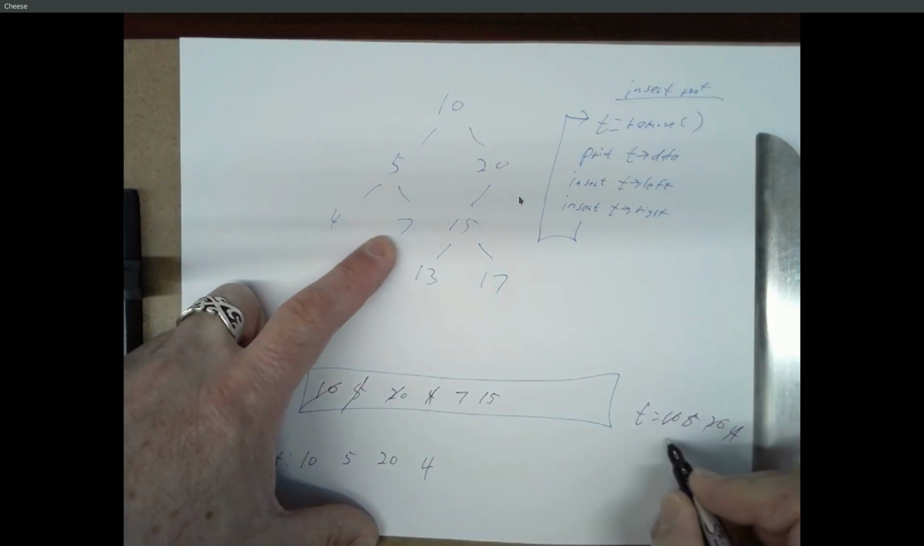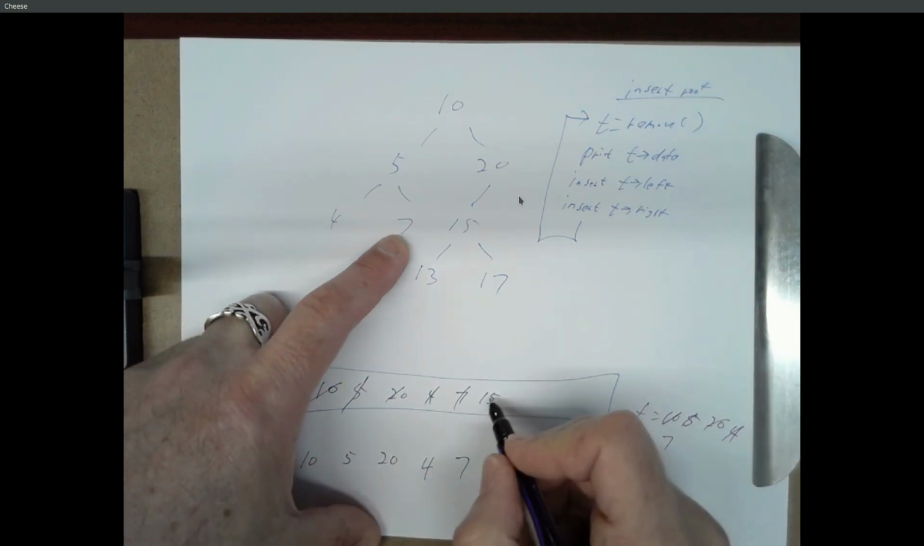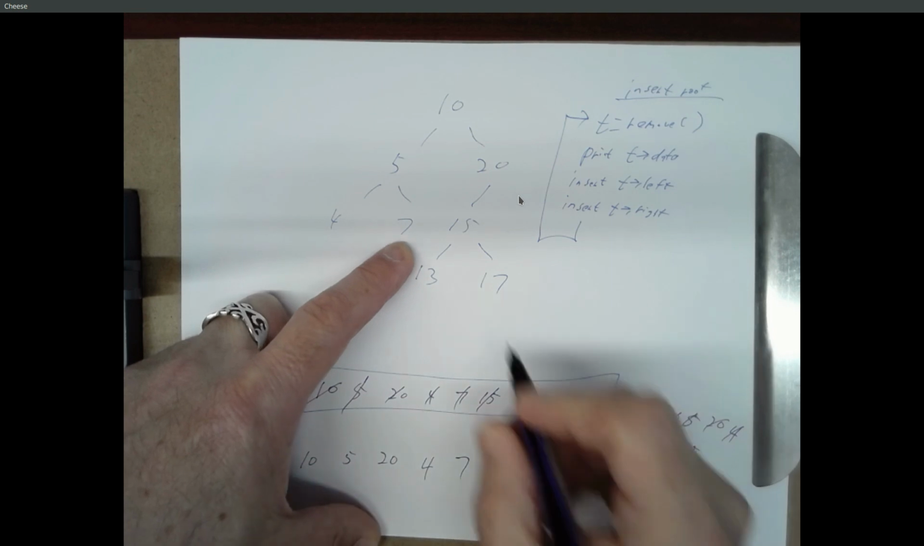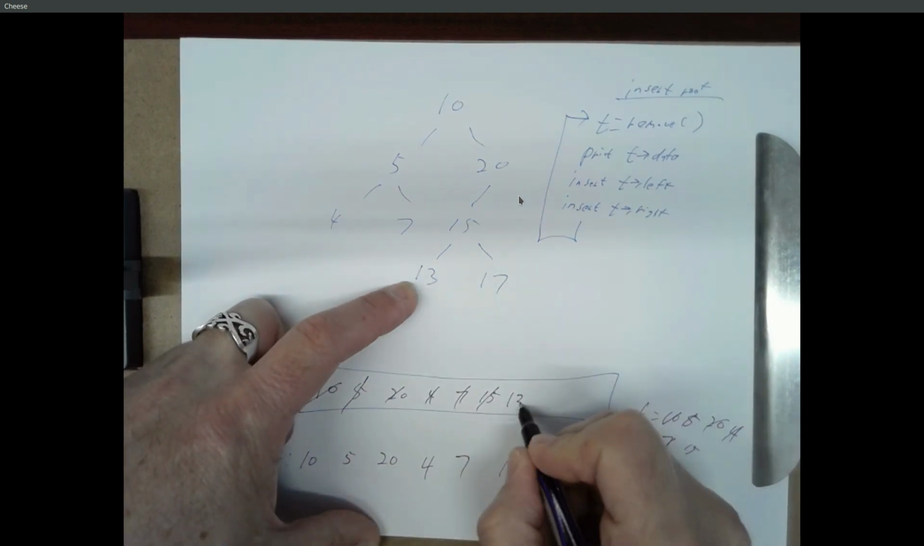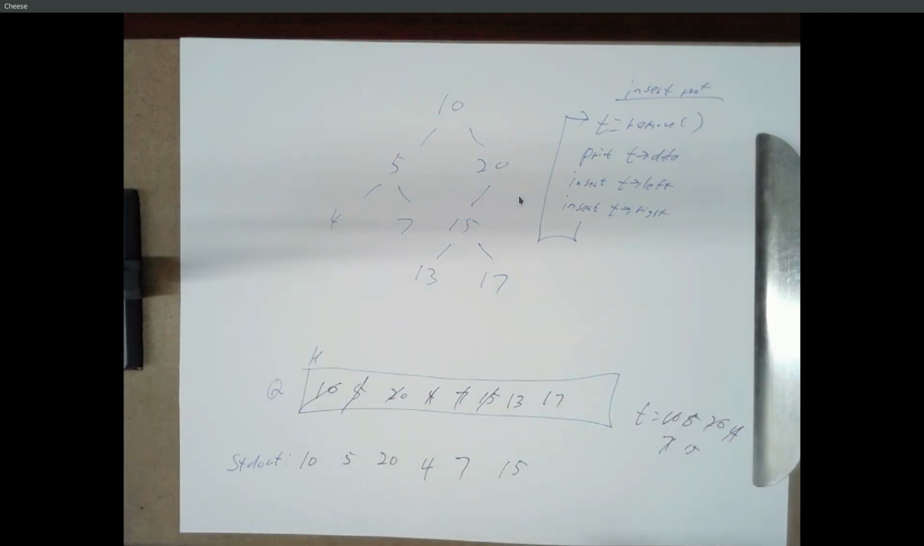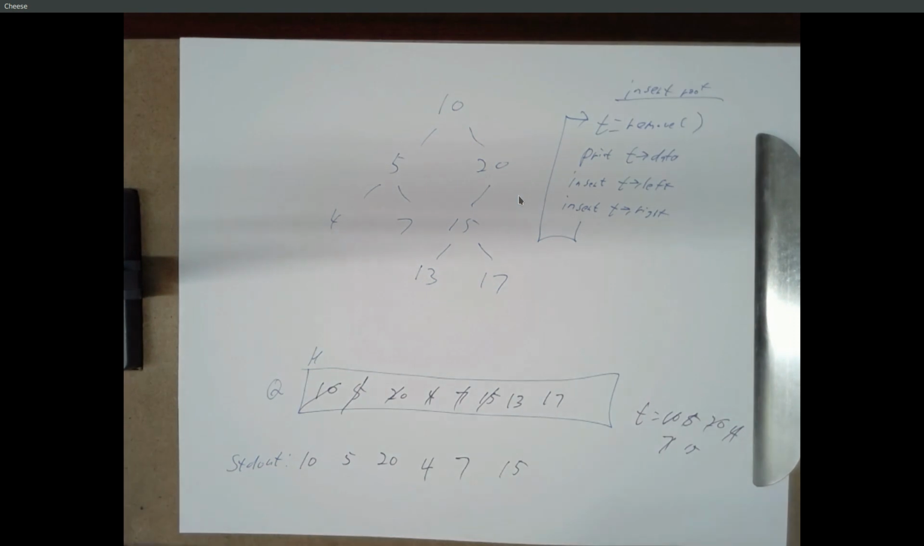Remove the 7, so T equals 7. Print out that data, there's nothing to add. Remove the 15, so T is 15. Print out that data. And now we take its left child and its right child and add those to the queue. And if we had more stuff here, that would have been built up in the queue. We would have removed those and printed them and added their children.